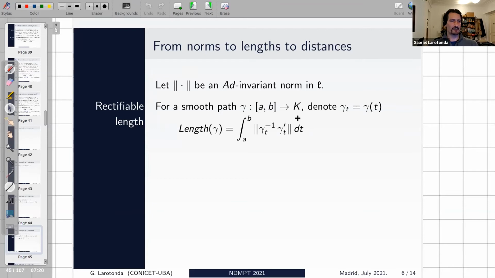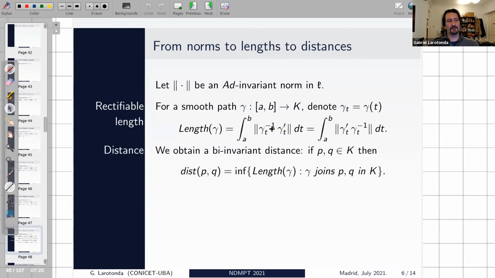Maybe you should ask less than smooth: piecewise smooth, or even Lebesgue, differentiable almost everywhere, etc. And if the norm is ad invariant, you can conjugate here, and of course this number will be the same as this one. Well, now that you have defined the length of paths, it's easy to define the distance by taking the infimum of the lengths of paths joining them. This is what we call an intrinsic metric, right? Because you define the distance as the optimal way of going from one point to another.